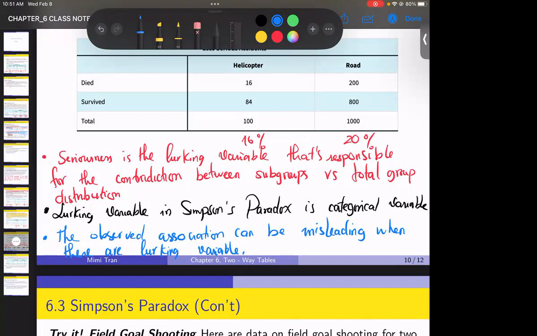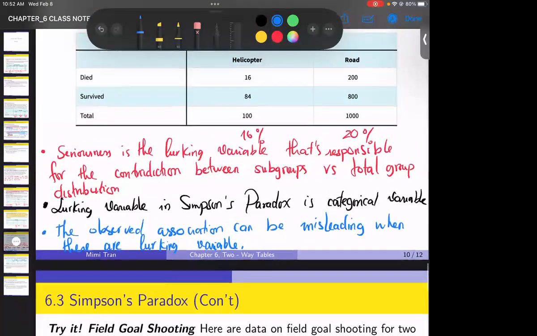What is the association that I'm talking about here? Your answer is already there. Association between subgroup and the total group, right? That's what is meant by misleading. And of course, you have to put it in context. All right, so that's the helicopter example.